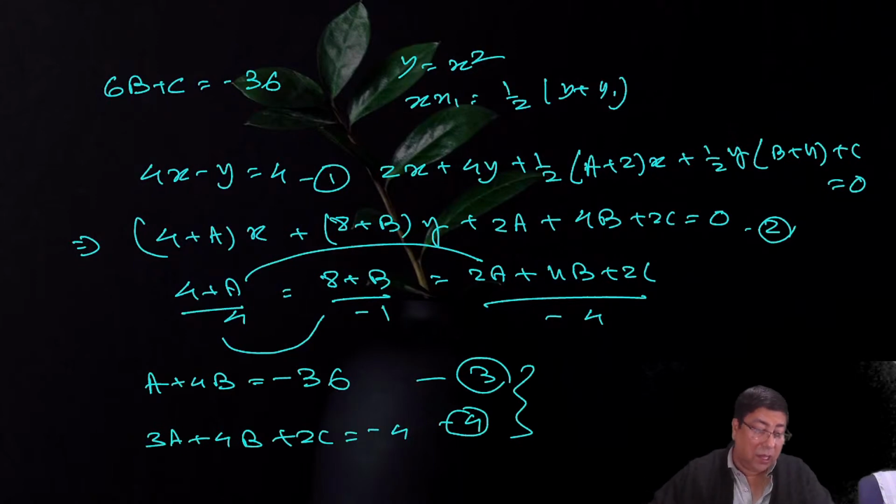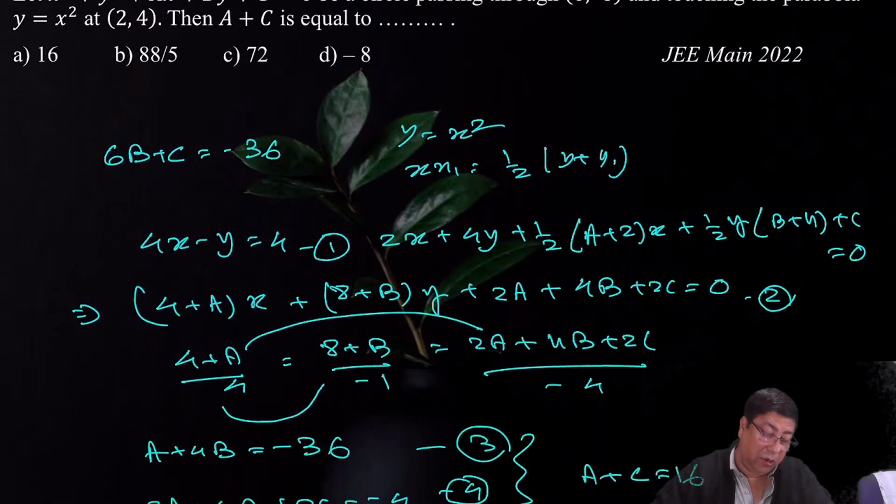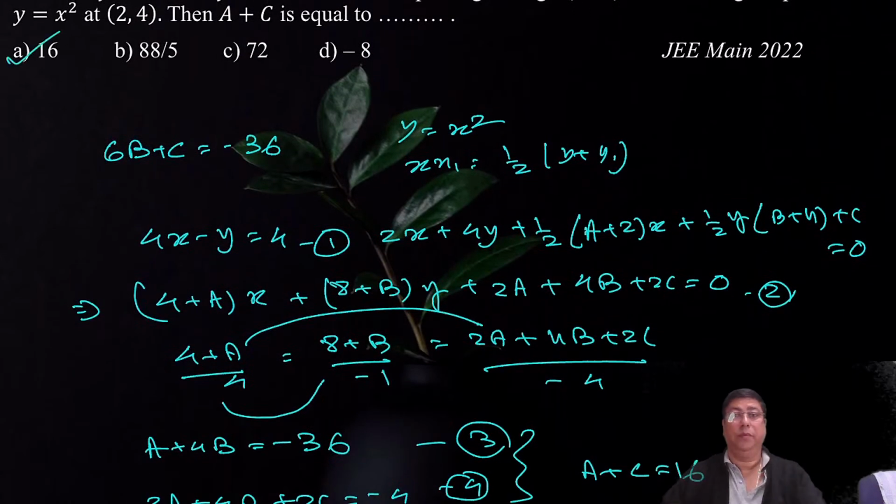So if we calculate from these two, 3 and 4, we are getting a plus 2a plus 2c equal to 32. So a plus c equal to 16. So the answer is coming to be 16, option A. Let's go to the next sum.